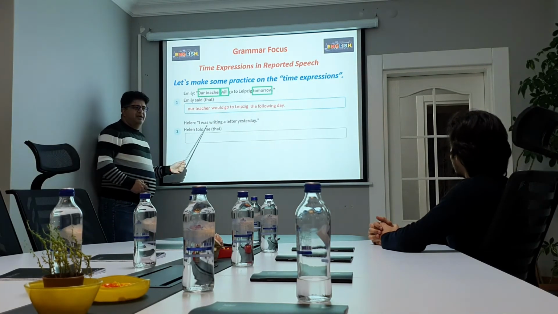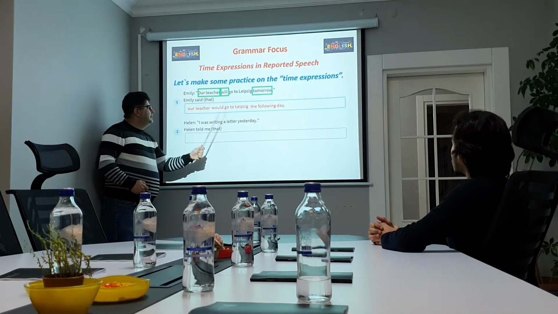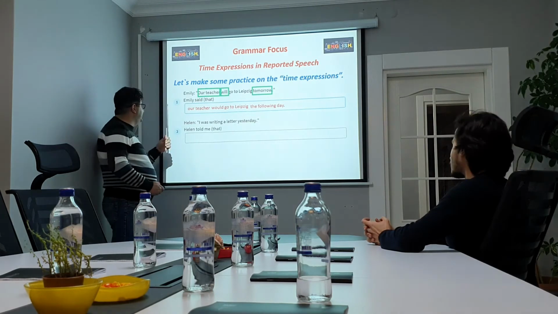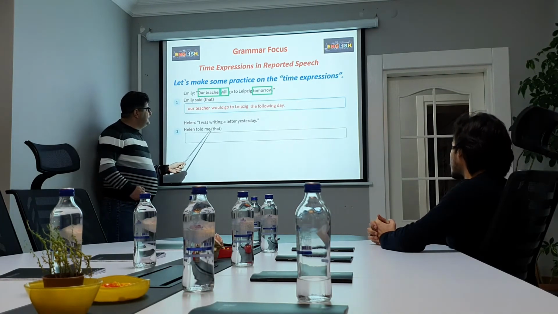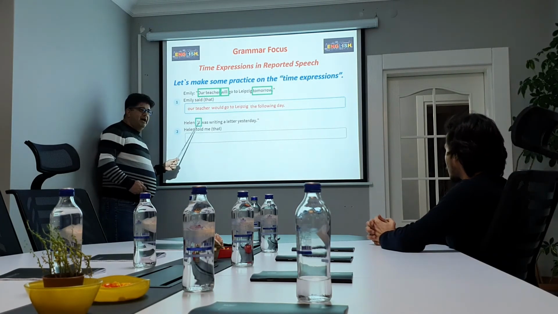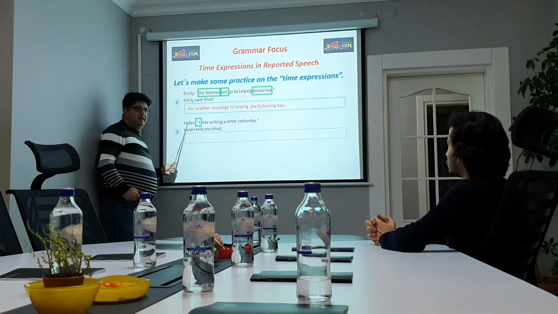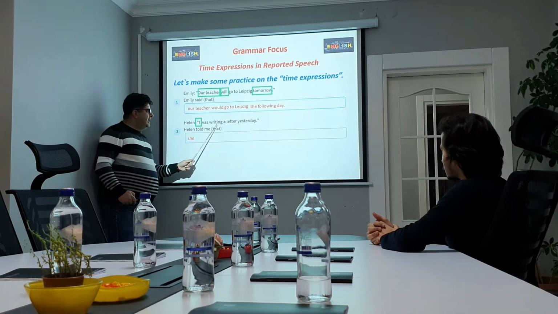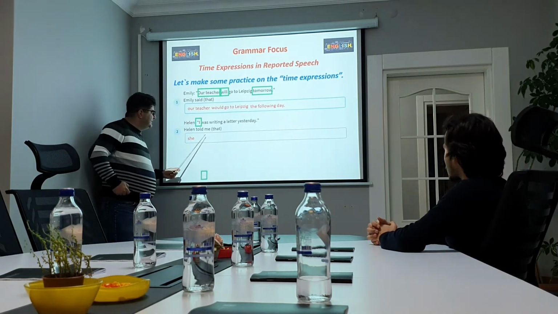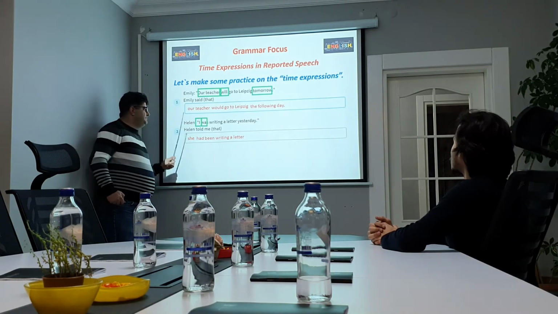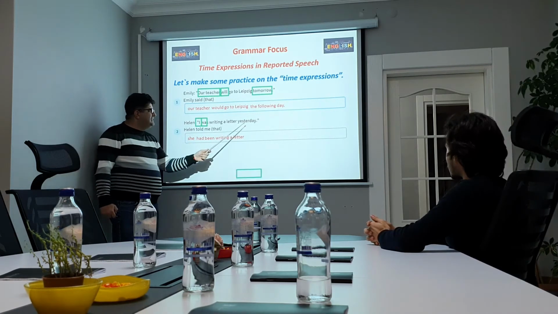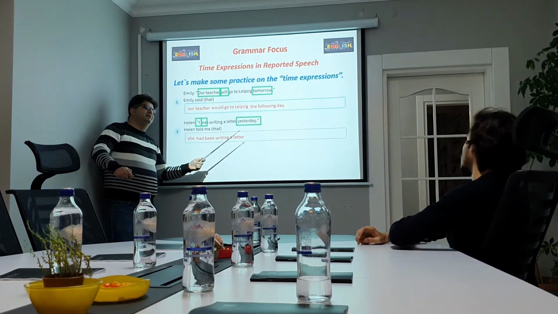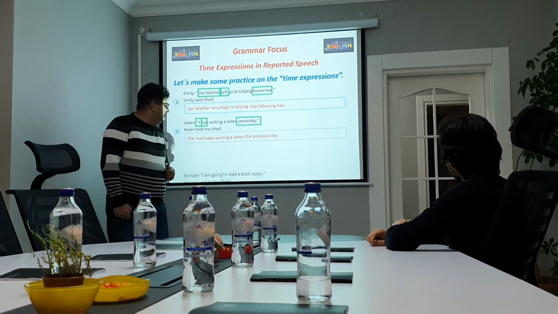Example number 2. Helen says, "I was writing a letter yesterday." Be careful with the time expression yesterday here. Helen told me that, I becomes she, yes, Helen is a she. Was writing becomes one step past, had been writing a letter. And yesterday becomes the previous day. Perfect.